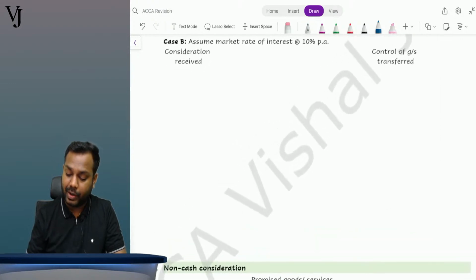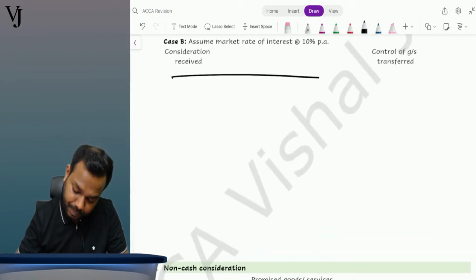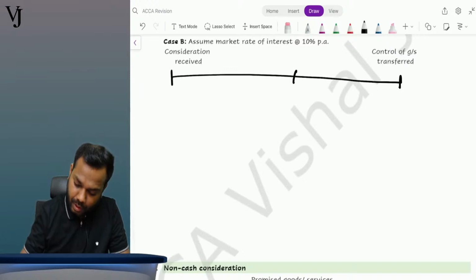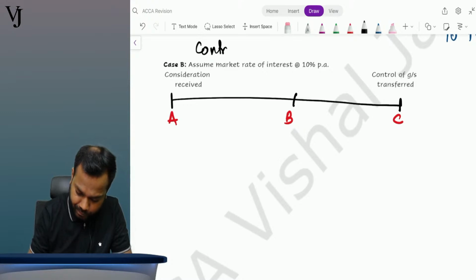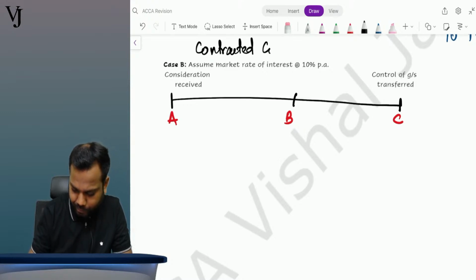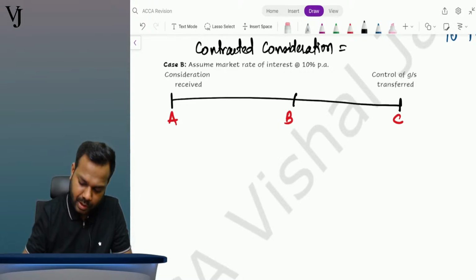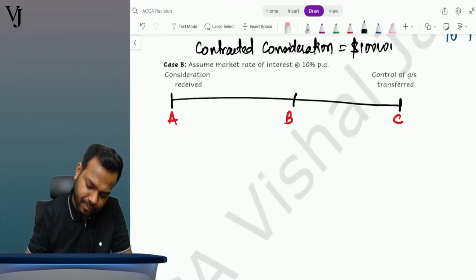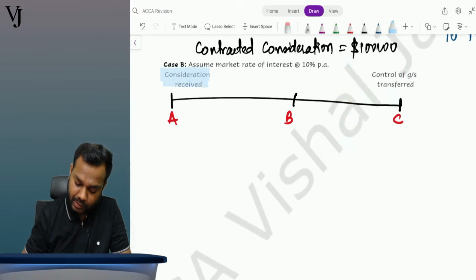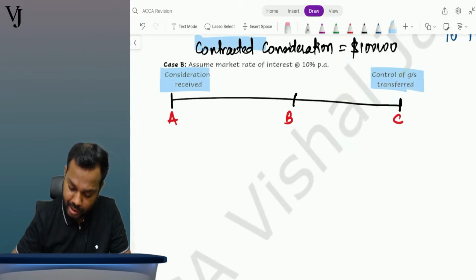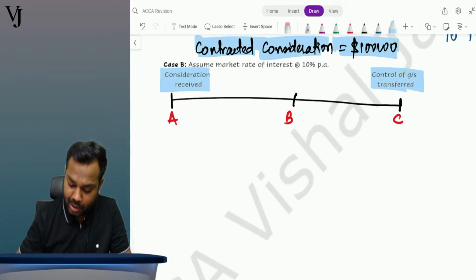Now similarly, a different case. This is point A, point B, point C. Contracted consideration is $100,000. Consideration received, consideration transferred, contracted consideration is this much, and market rate of interest is 10%.